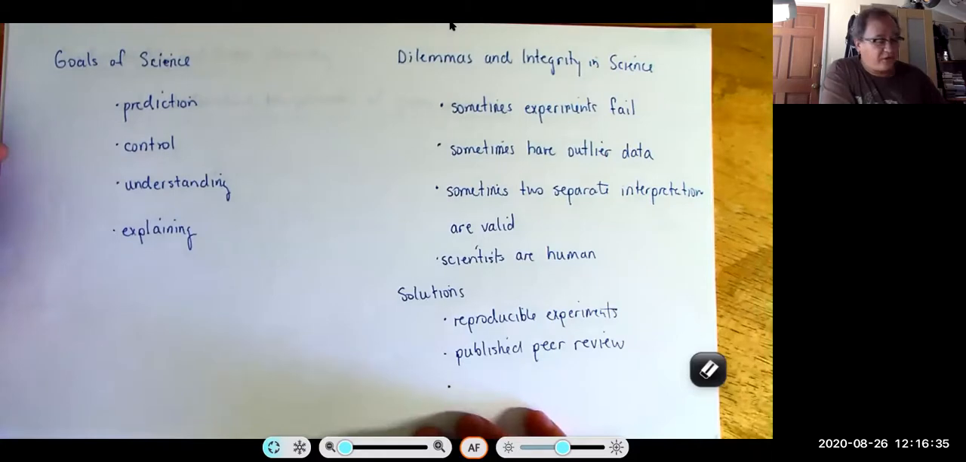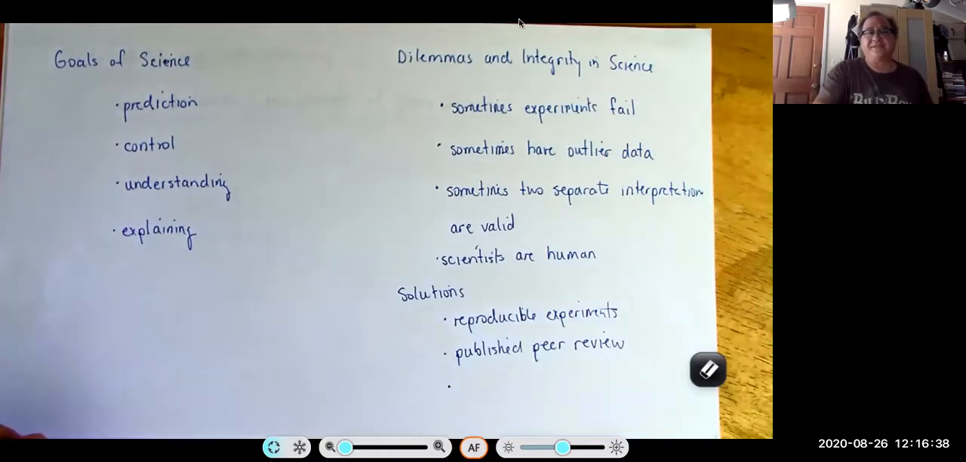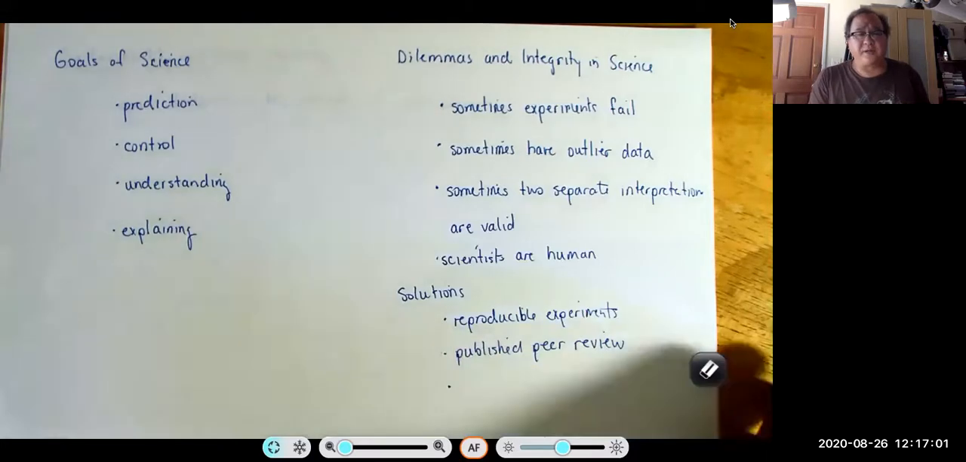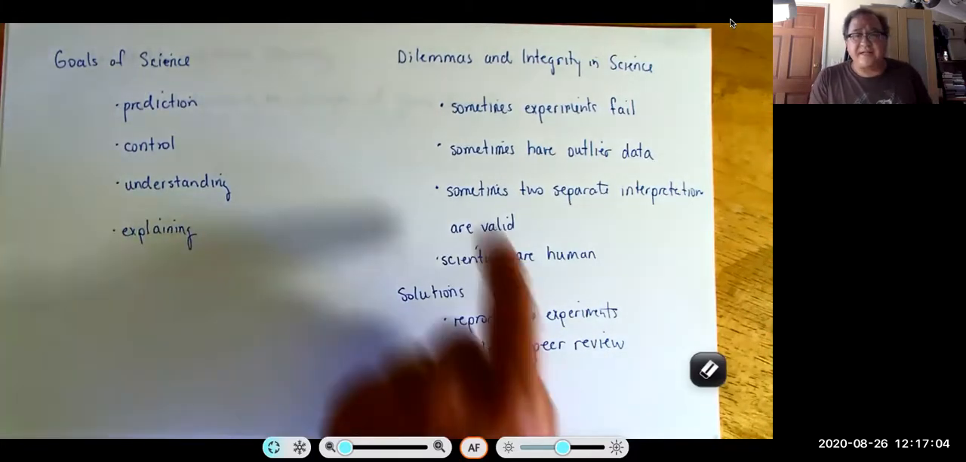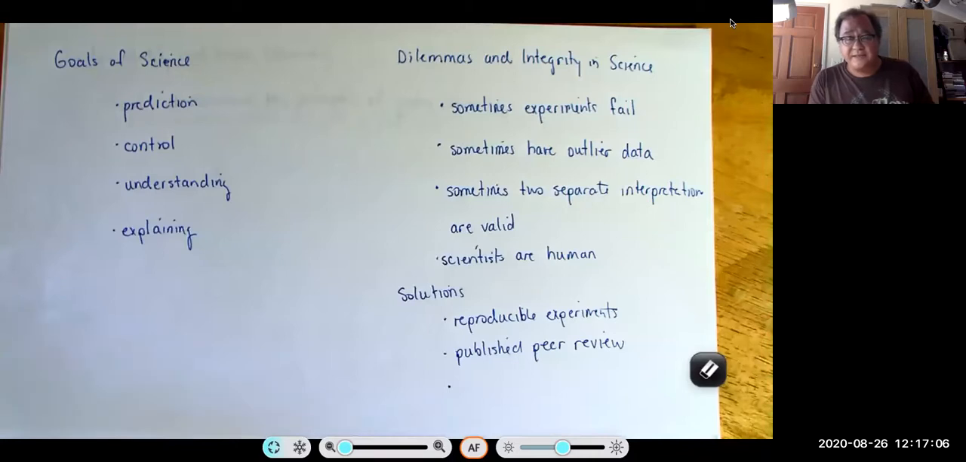Okay, so what are the dilemmas with science? Well, there are many, but here's just a few. Sometimes experiments fail, and therefore you think you have failed, and that's not the case. If the experiment fails, your job is to troubleshoot and to see if there is a fatal flaw with the experiment or a flaw with how you perform the experiment. Sometimes you get outlier data and you have to decide whether to keep that data or to toss it. And you usually have to have a good explanation for why you want to toss something.